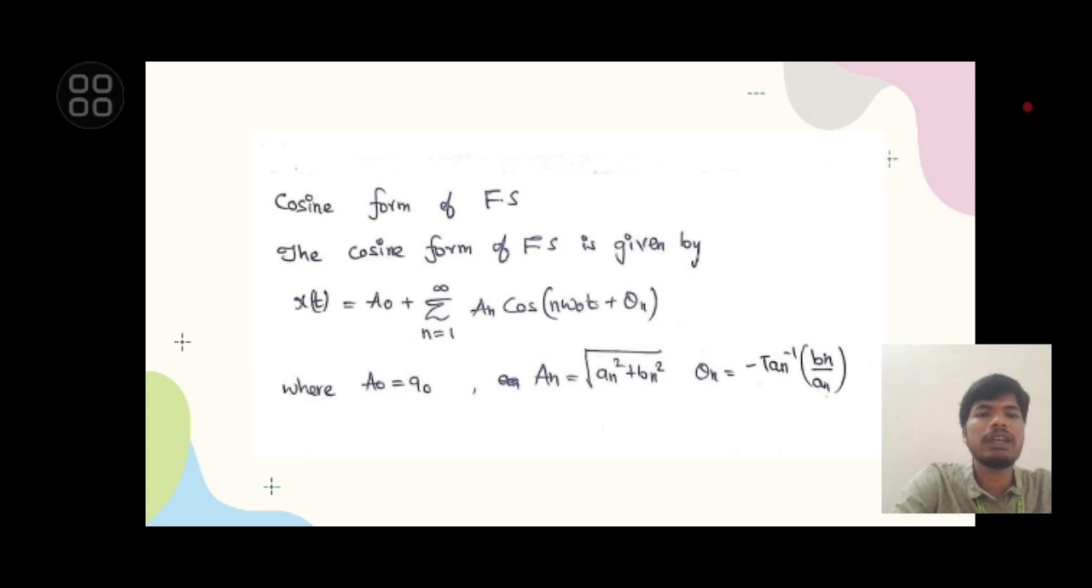Cosine form for Fourier series. The cosine form for Fourier series is given by x of t equals a naught plus summation n equals 1 to infinity A n cos of n omega naught t plus theta n, where a naught equals A naught, capital A n equals square root of a n squared plus b n squared, and theta n equals minus tan inverse of b n by a n.